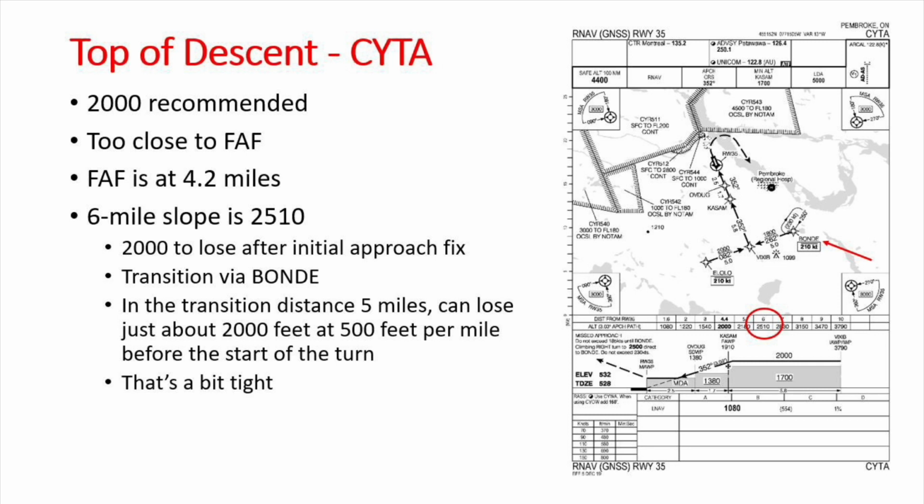pick our own. Using my 2 miles to the FAF rule, we need at least the slope height at 6 miles, which is 2,510, call it 2,500. That would give 2,000 feet to be lost in the initial descent. If we cross Bondi at the 4,500 minimum safe altitude, we have about 4 miles before we start the turn to final. So even at a steep 500 feet per mile, we just make it.